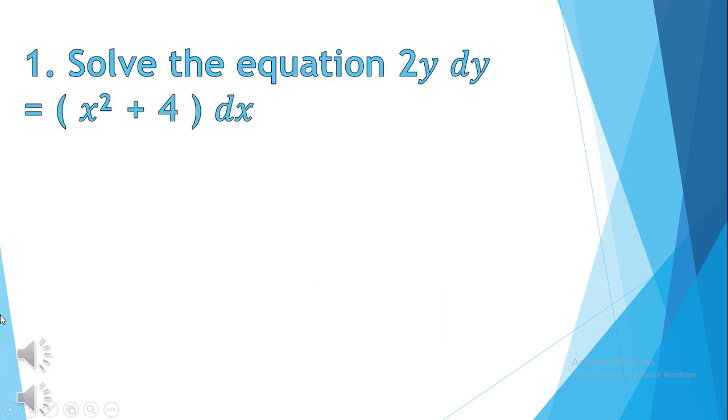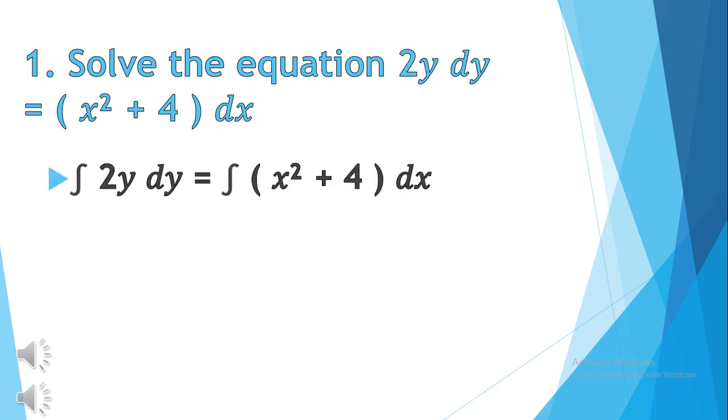Activity number 1. Solve the equation 2y dy equals (x squared plus 4) dx. As we can see in the equation, it has already been separated. First, we need to integrate both sides. So that means the integral of 2y dy equals the integral of (x squared plus 4) dx. Then, add 1 to the exponent and copy it to the denominator.